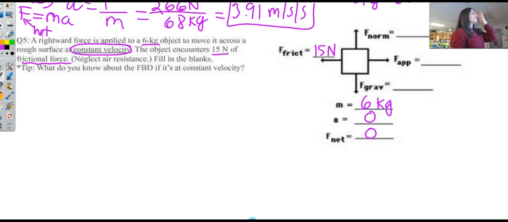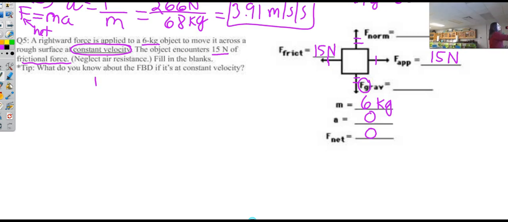So now let's figure out the other lines that we're missing. My right and my left arrows should be the same, okay? So if these are the same, because it's constant velocity, and then these two should be the same. So since it's constant velocity, if my left is 15, my right should be 15. Now, gravity. This is Fg. I know it says GRAV, but this is Fg.